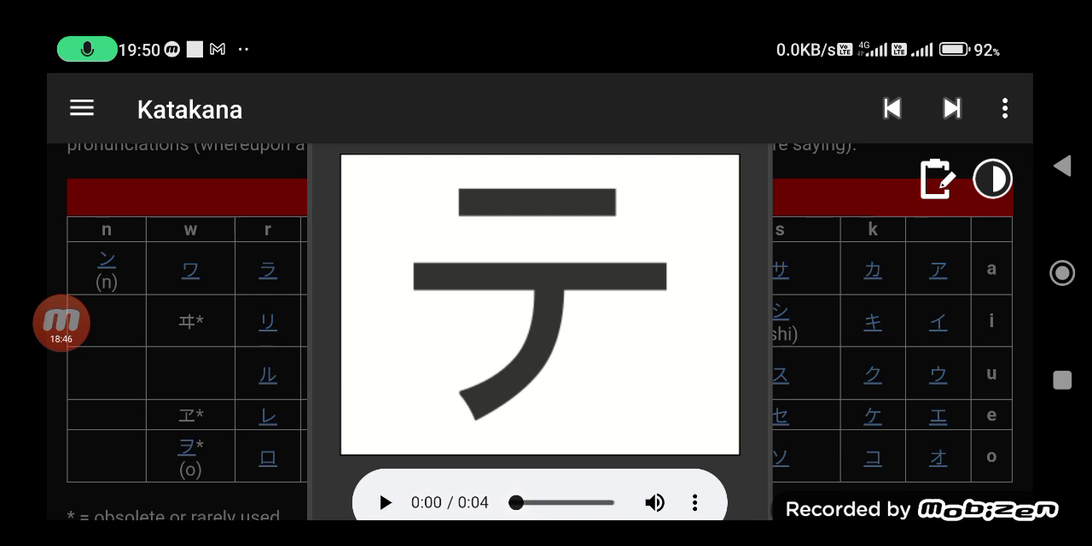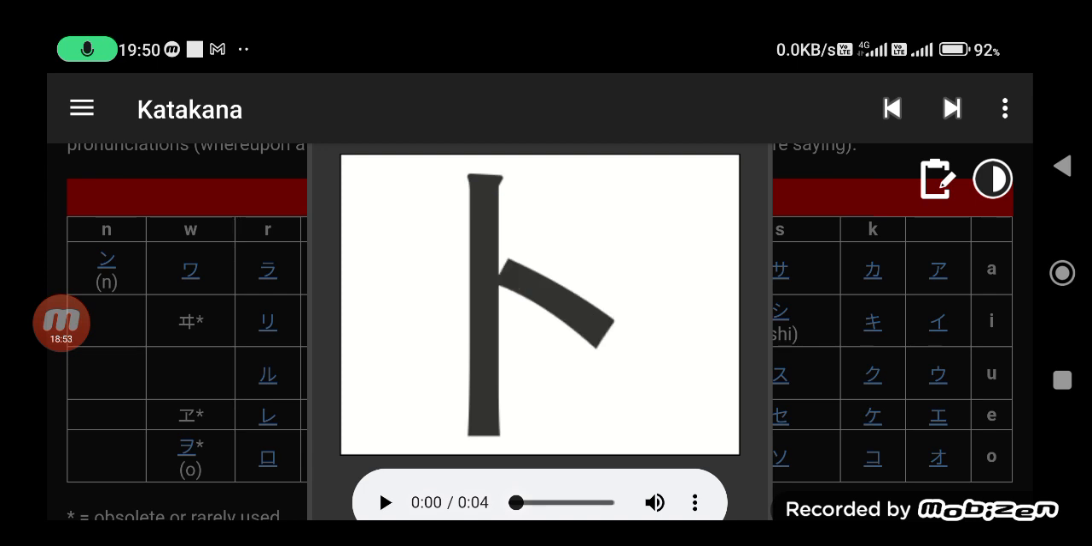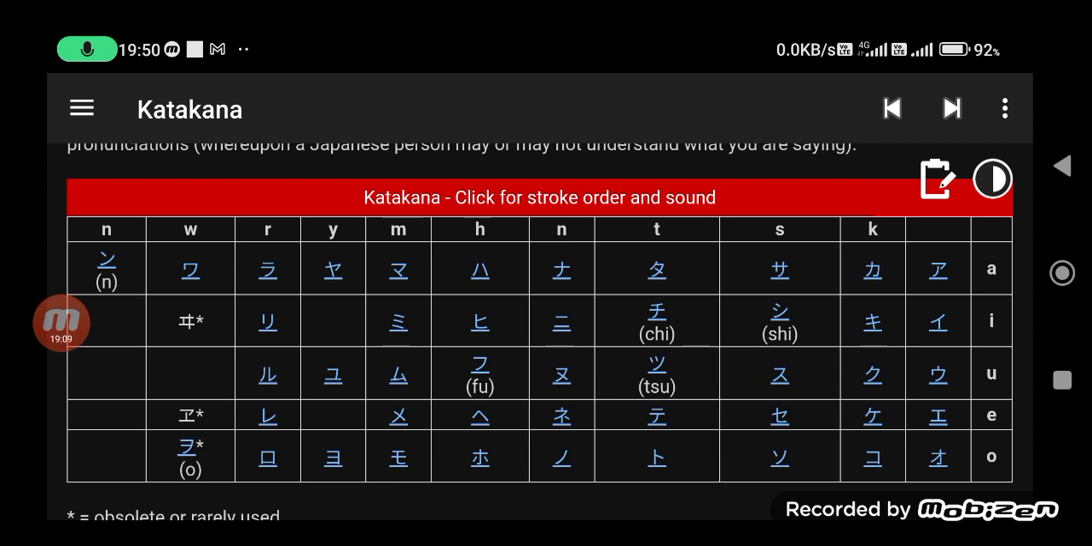The TB, terebi. This one, te. To. This one is to. This is to. Two strokes, to. Okay, you see, the order is from left to right. To. And then sa.